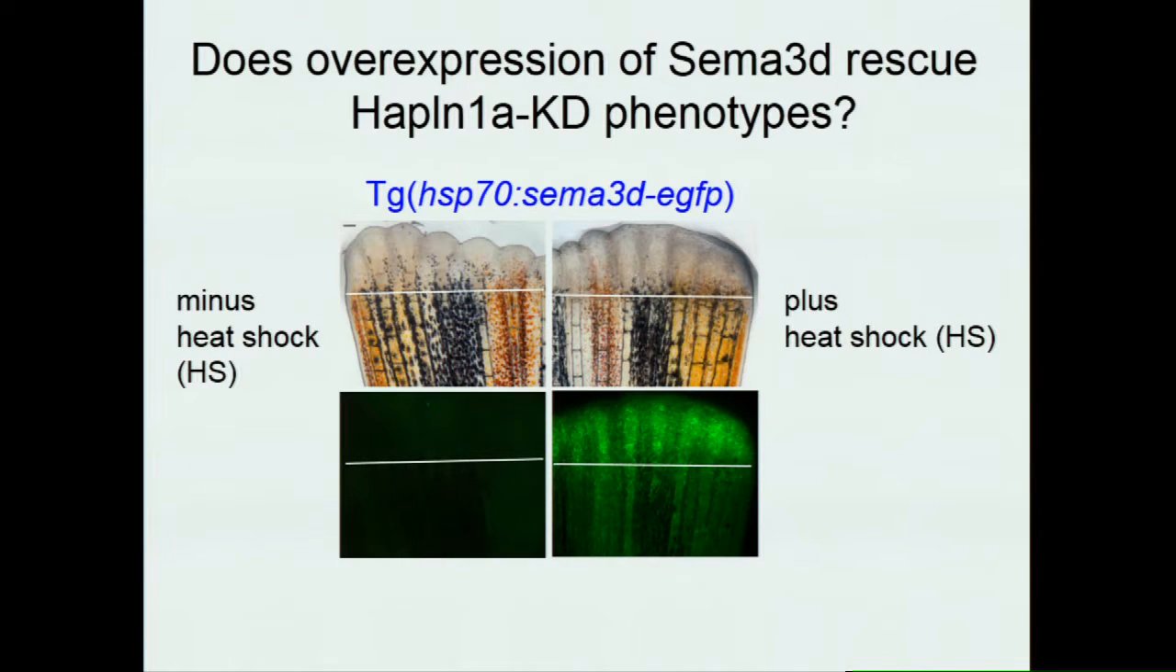Okay, a second way to ask if these gene products might function together is to ask if overexpression of Sema3d might rescue the Hapln1a knockdown phenotypes. To do this, we used a transgenic line that was provided to us by the Halloran lab that allows us to overexpress a Sema3d GFP fusion protein behind the heat shock promoter. So shown here, you can see that after a 1 hour heat shock, we see nice upregulation of the transgene, and in the absence of heat shock, we don't see much green protein at all.